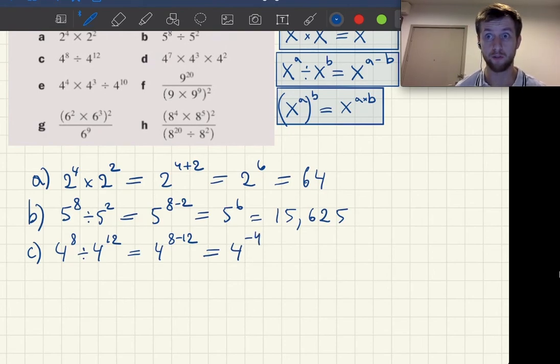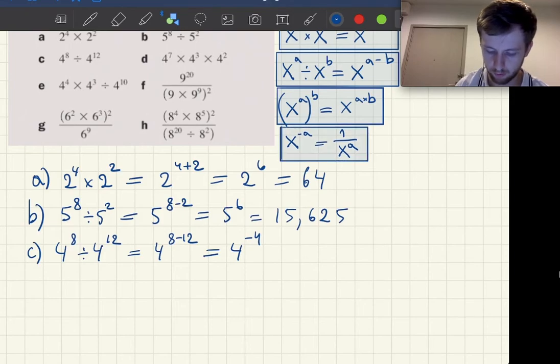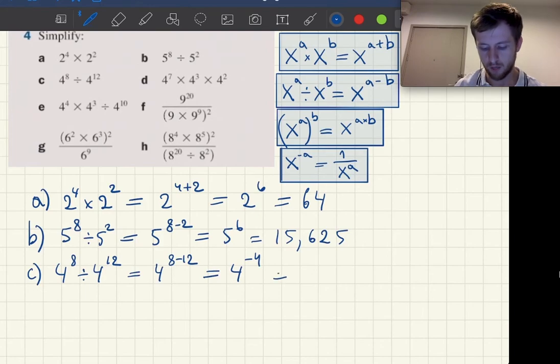How do we do this? The way we do this is by using another law. So x to the power of minus a is equal to 1 divided by x to the power a. I'm going to try to make it look nice. Yeah, like this. Another law in here. So 4 to the power minus 4 equals 1 divided by 4 to the power of 4.